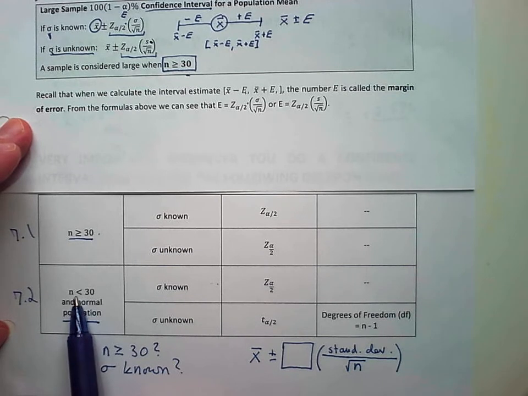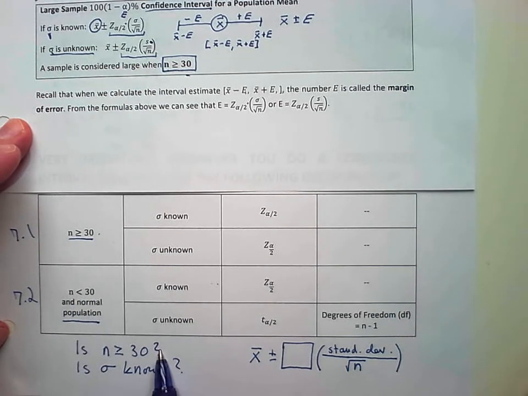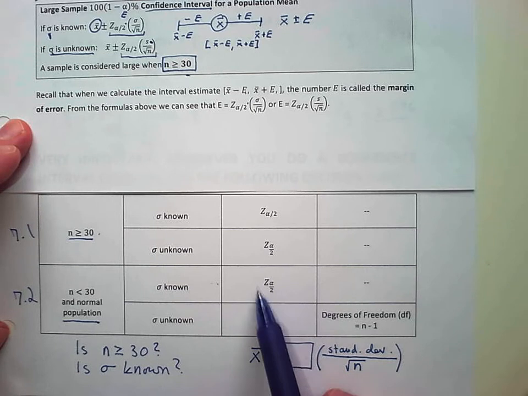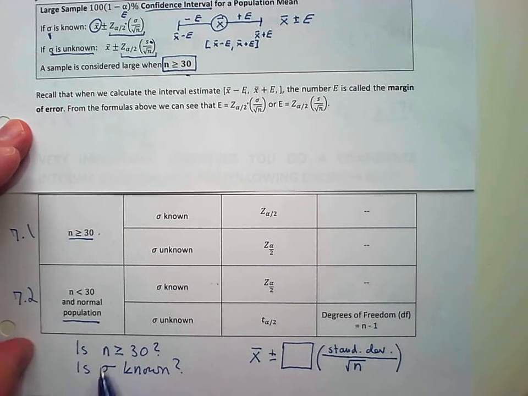If n is less than 30, now we're going to answer no to this first question. And if sigma is known, so we answer yes to the second question, we're still going to use z sub alpha divided by 2 here in this spot in the formula. But what's really, really important here is this.